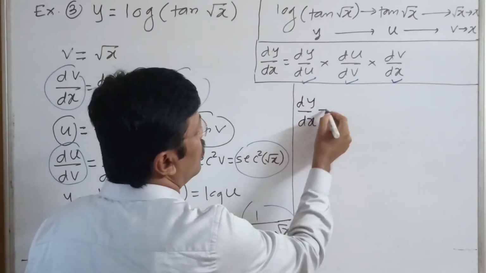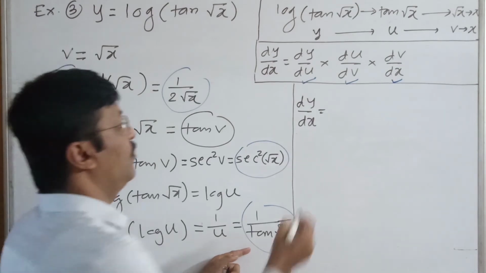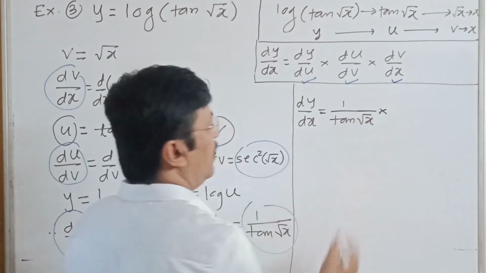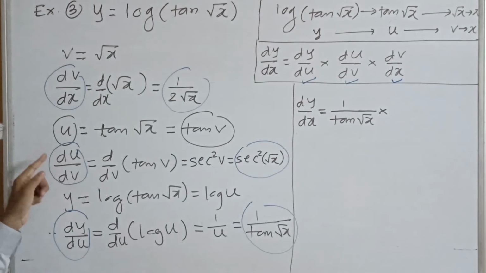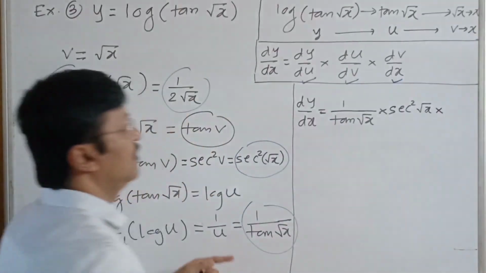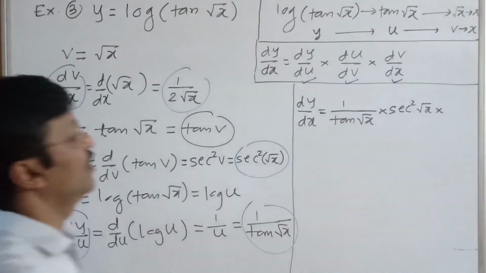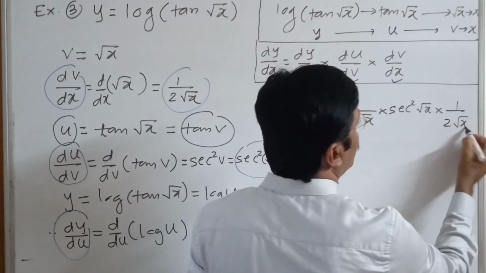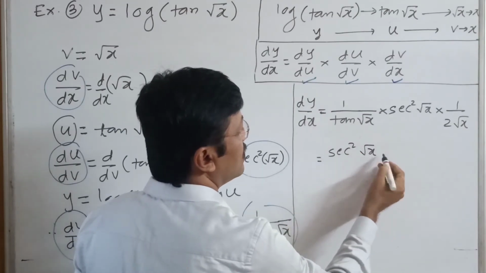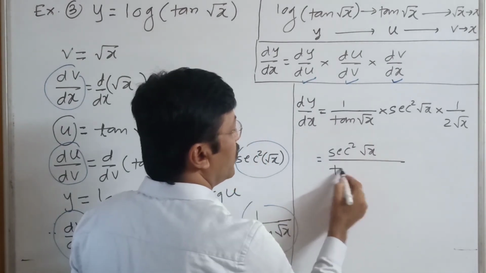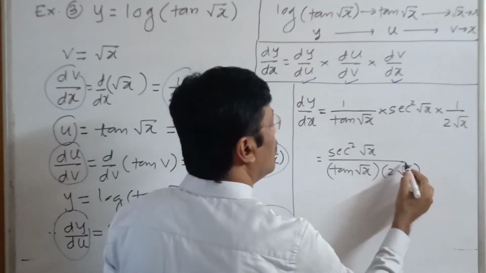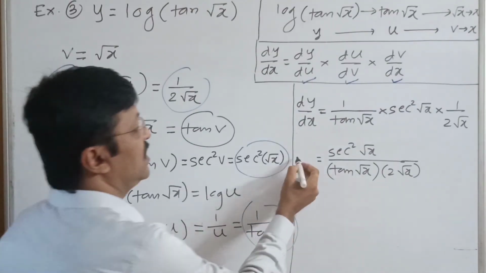dy by dx is equal to, write dy by du in the beginning, 1 upon tan root x, multiplied by du by dv, which is sec square root x, multiplied by dv by dx, which is initially found as 1 upon 2 root x. So we can finish it as sec square root x upon tan root x into 2 root x. 2 root x can be written in another bracket also. So this is dy by dx.